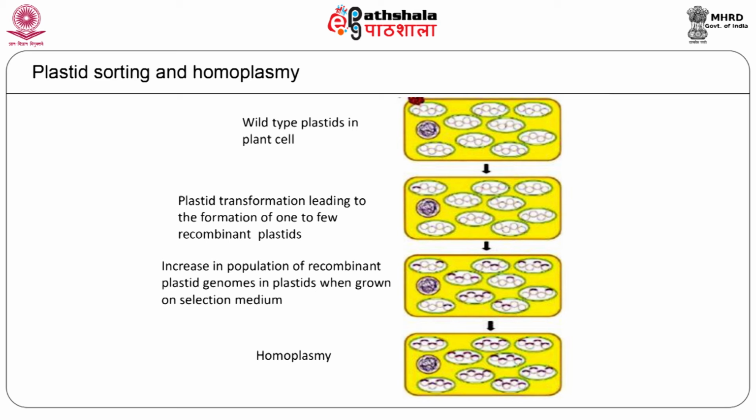This is achieved by subjecting the cells to repeated selection, such that the non-transformed plastids are not able to multiply and are hence lost from the plastid populations in cells. About 2 rounds of selection are sufficient to get homoplasmic cells carrying only the transformed plastids. The selectable marker plays an important role in achieving homoplasmy.